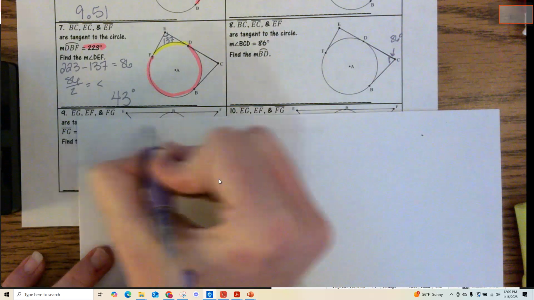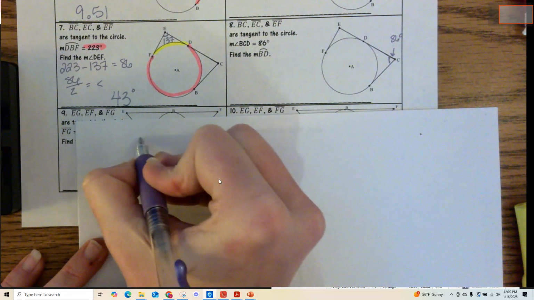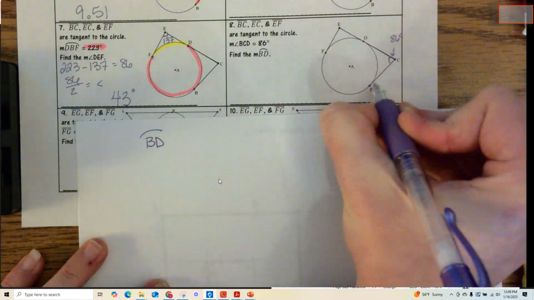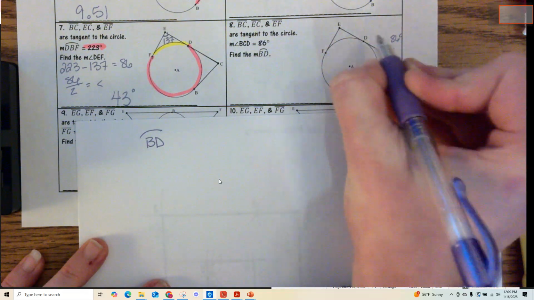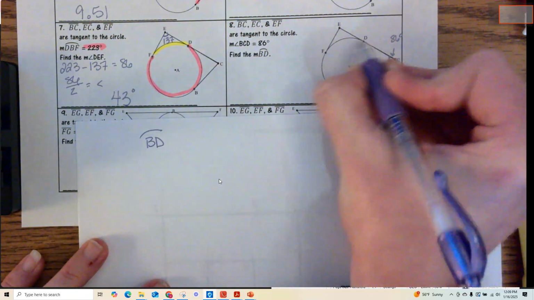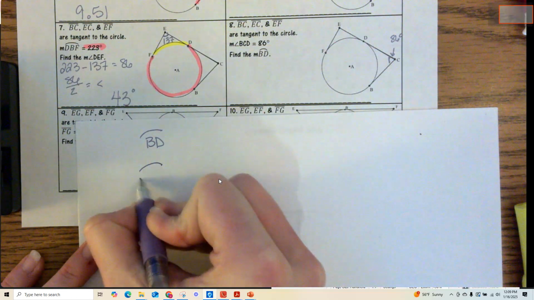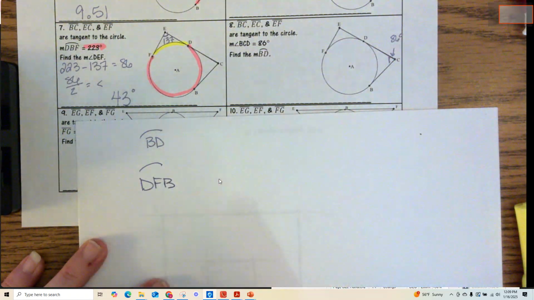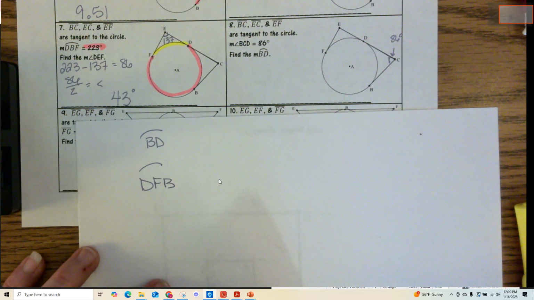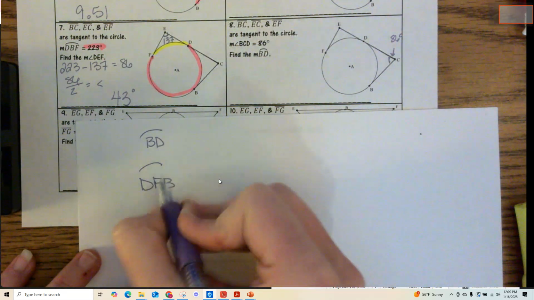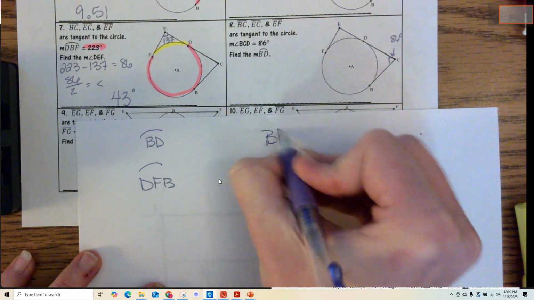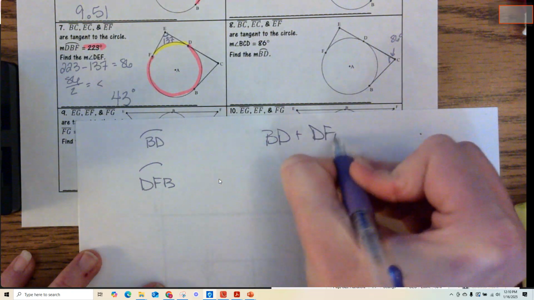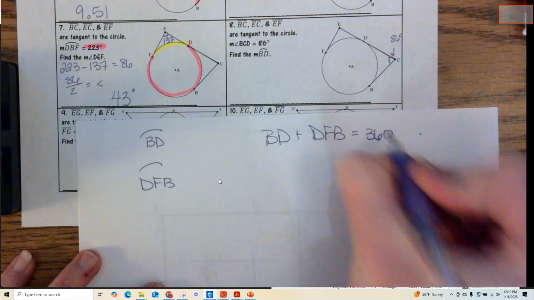Okay. My arcs. So I've got arc BD. That's the little one that's inside the angle. And then my big arc is DFB. We know if we add these two together, we get 360. All right, BD plus DFB equals 360.